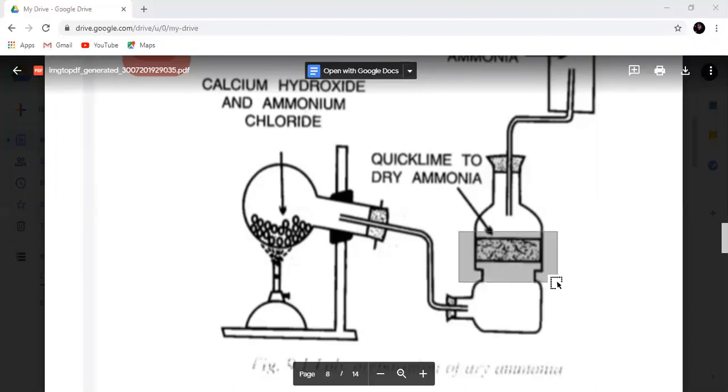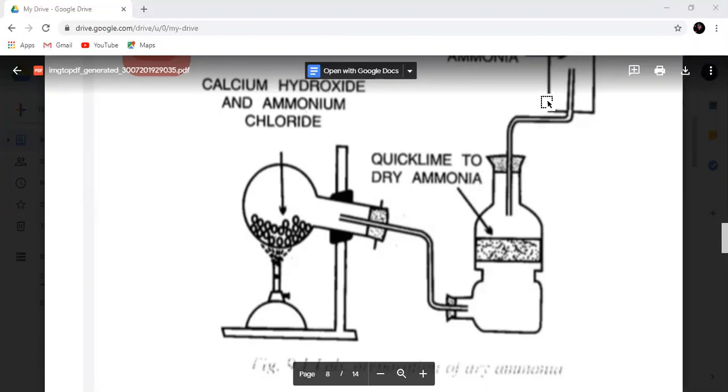It can be dried with quicklime. Again the question arises, why only quicklime is being used? The reason is that other drying agents like concentrated sulfuric acid, phosphorus pentoxide, and anhydrous calcium chloride are not used, because ammonia is basic in nature and will react with them. Only calcium oxide, meaning quicklime, is used as a drying agent. After drying, it can be collected in an inverted flask gas jar by the downward displacement of air.